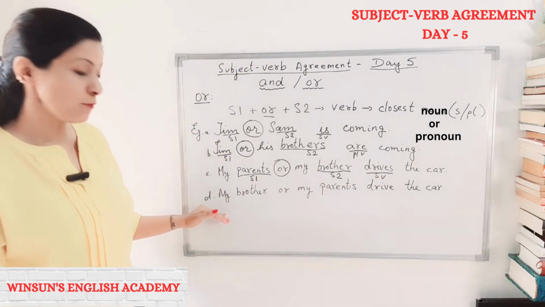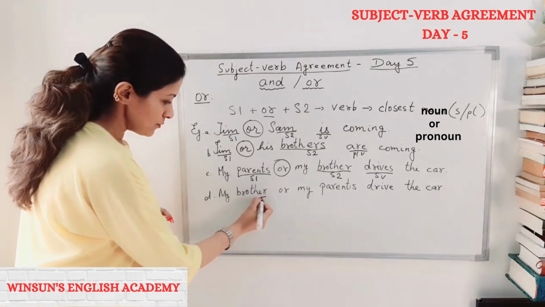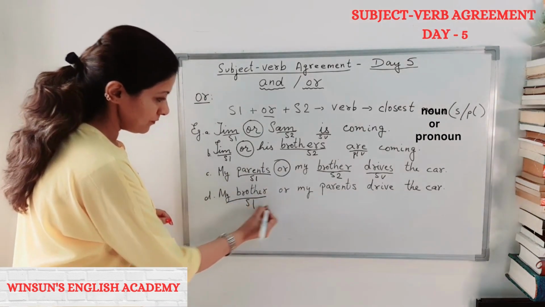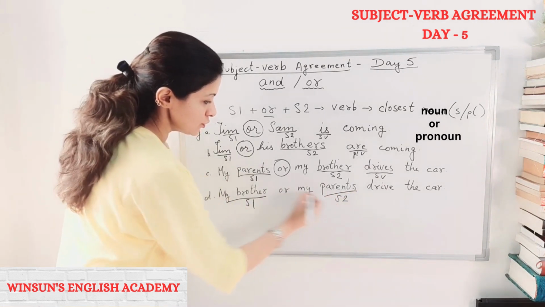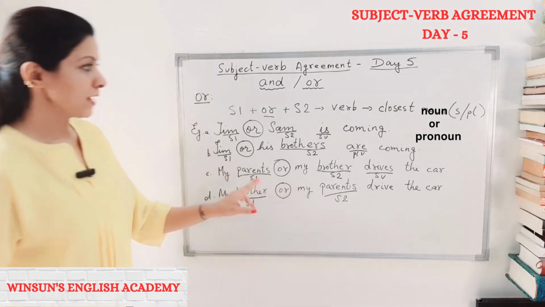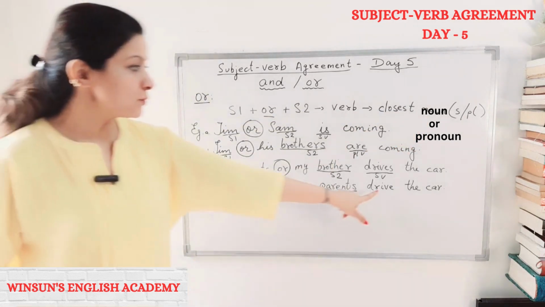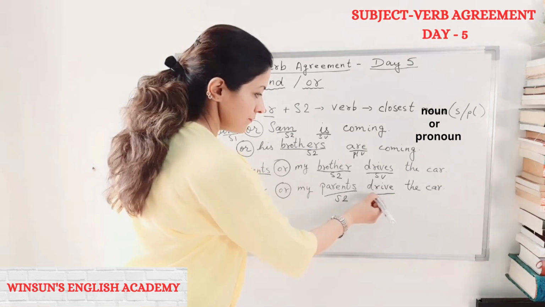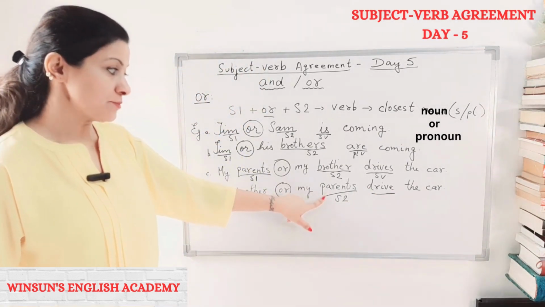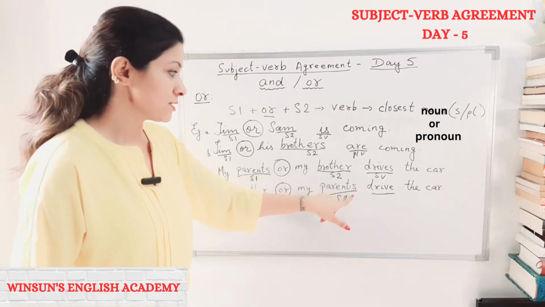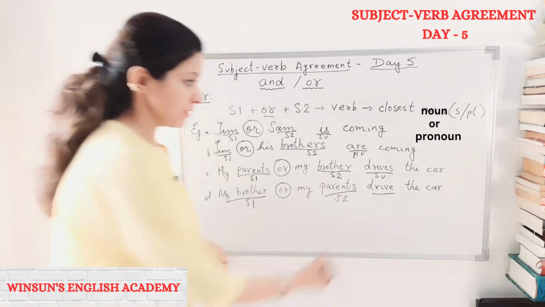Now let's look at the fourth one. I have just swapped their places, okay? My brother, subject 1, or my parents, subject 2, joined by or. According to the rule, the verb agrees with the closest noun. Now, where's the verb? Drive. Parents, plural, right? So the closest subject is plural, and that is why we have taken the plural verb.